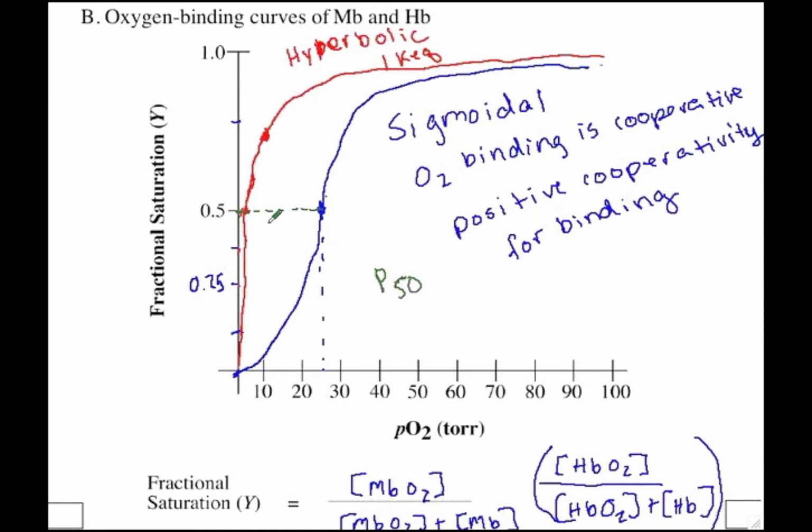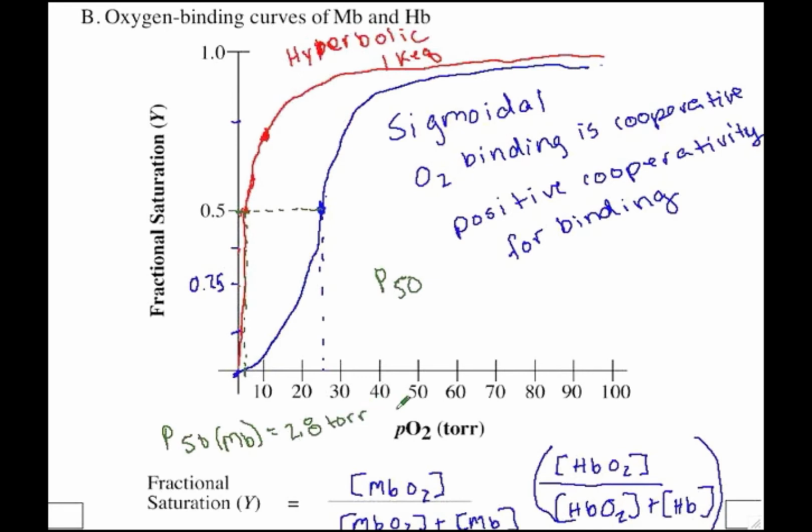We notice that these are very, very different for myoglobin and hemoglobin. If you just continue the line on down for myoglobin, we notice that 50% saturation for myoglobin occurs at a very low partial pressure. In fact, it's a partial pressure of 2.8. So at only 2.8 torr, myoglobin is 50% saturated.